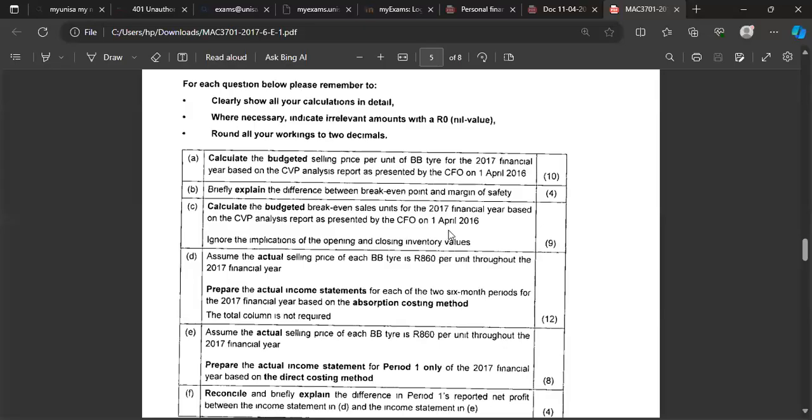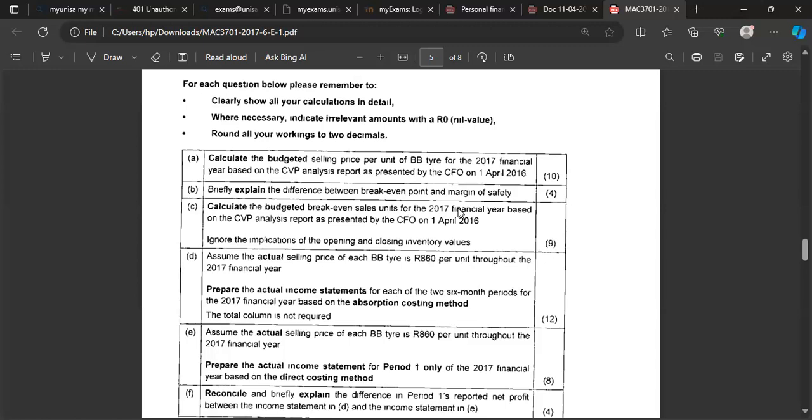Then on this one here, on part B, explain the difference between break-even point and margin of safety. If you don't know this one, which is most likely, because I also can't remember how to explain it, our starting point can be the formulas. So break-even point is your fixed cost divided by your contribution per unit, while your margin of safety is your sales units minus your break-even point divided by your sales units, right? Then you've got a good starting point there.